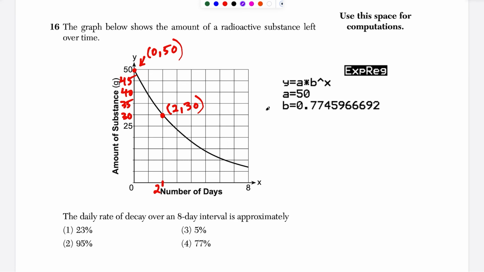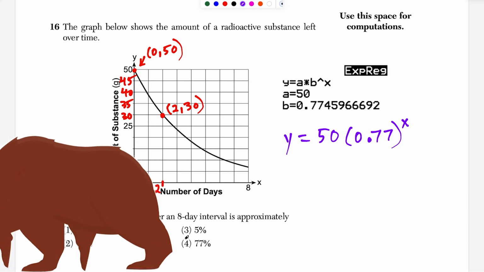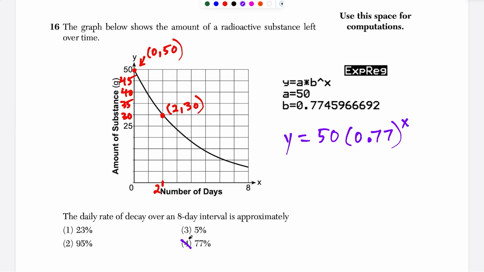So if we write out our equation now, we have y equals, the a value is 50. And then the base of our exponent, if we round to the nearest hundredth, is 0.77. And now we're raising this up to the x power. So we scan the answer choices here, but we just have to be very careful of choice 4. Choice 4 is a very dangerous bear trap.